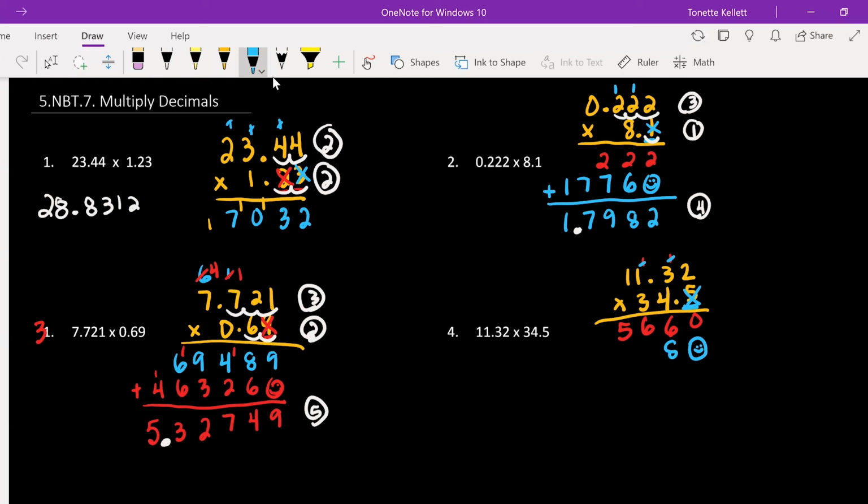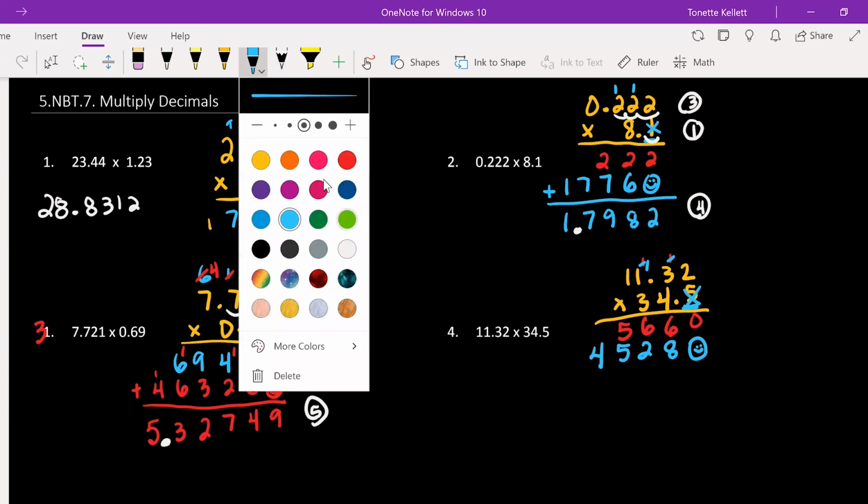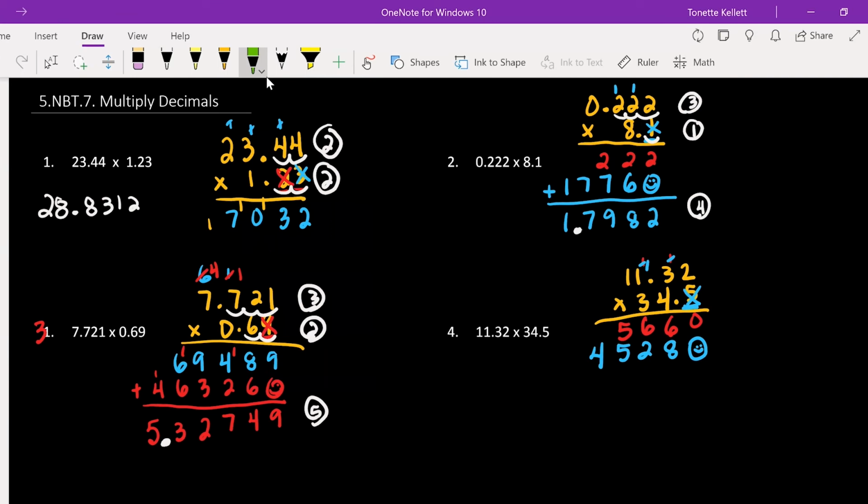4 times 2 is 8. 4 times 3 is 12. That's 5. And that's 4. Change the color again. This now, cross out that 4. This is now 300. So I'm going to put 2 zeros here to finish the 100. 3 times 2 is 6. 3 times 3 is 9. 3 times 1 is 3. 3 times 1 is 3. Now we're ready to add.